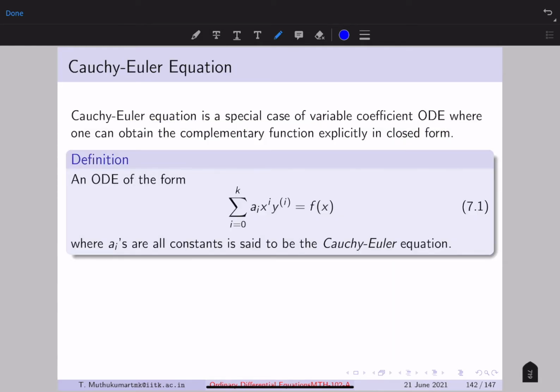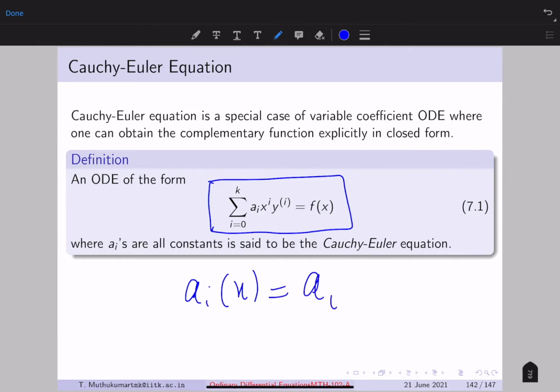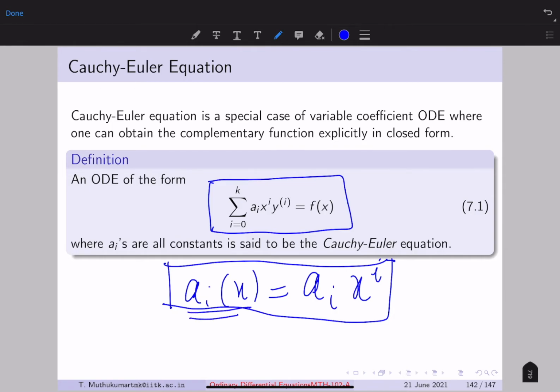So what is a Cauchy-Euler equation? A Cauchy-Euler equation is an ODE of this form, where the L is this form. So the coefficients a_i(x) are appearing as some constant times a power of x. This is how they appear. Okay, so whenever your linear ODE is of the form such that the coefficients, which depend only on x, right, because only then it's linear, are actually some scalar times some power of x, if all the coefficients are of this form, then that ODE is said to be a Cauchy-Euler equation.